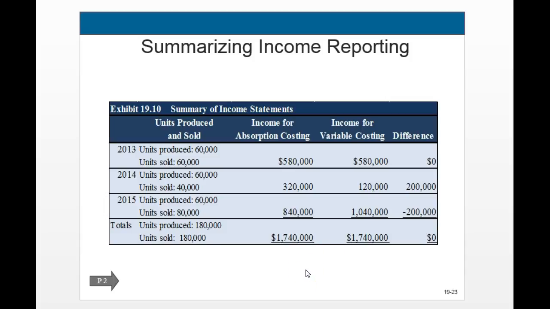So if you take this whole series and compare, they made 60,000, 60,000, and 60,000. They made 180,000 units, and they sold 180,000 units. Your incomes are identical after 3 years. But the difference just shows up in between each year because of the way you're pulling it out of inventory.